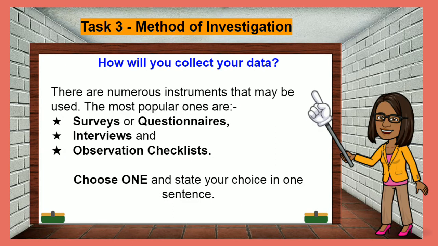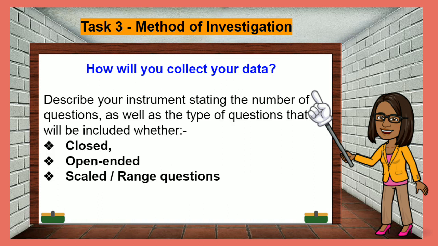And that brings us to task 3, method of investigation. Now, there are numerous methods that can be employed to collect your data. The 3 most popular ones are questionnaires, interviews, and observation checklist. You are required to choose one type of instrument and to state it in task 3. Having decided on your choice of instrument, you should then go ahead to describe it, stating the number of questions to be included and what type of questions they are.